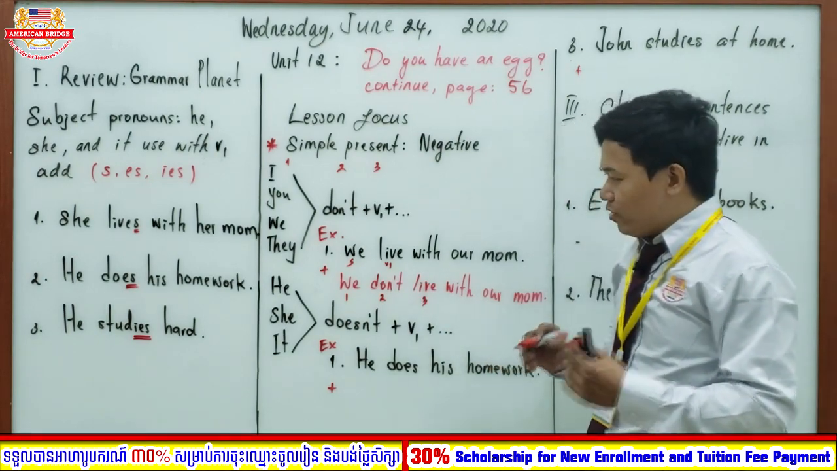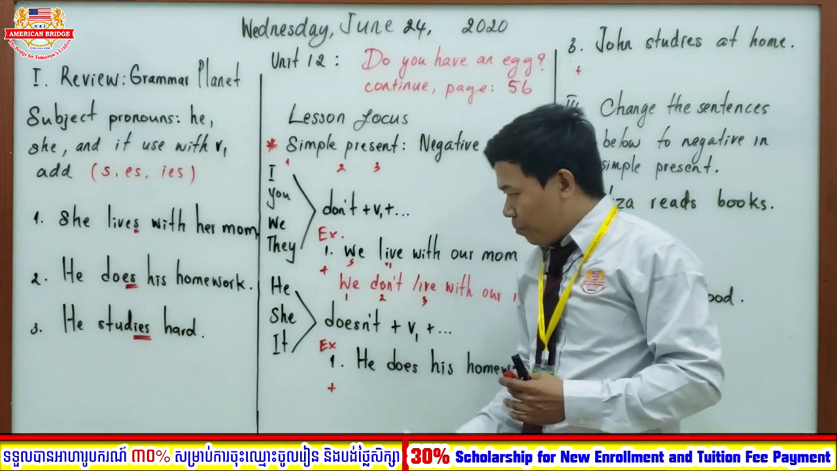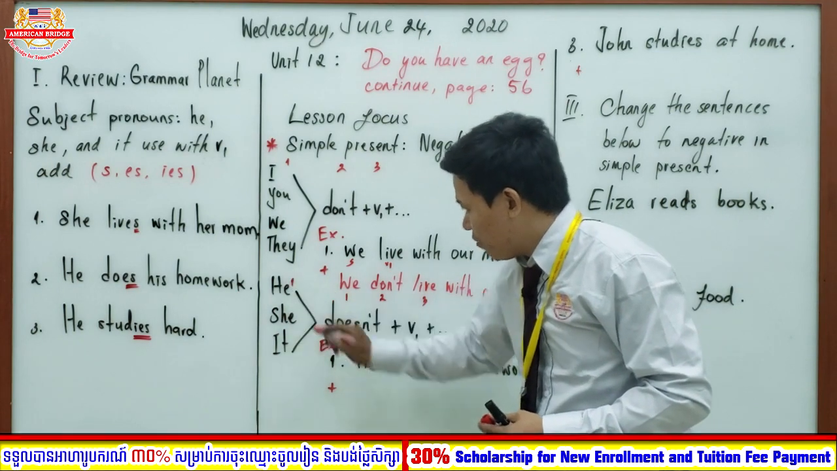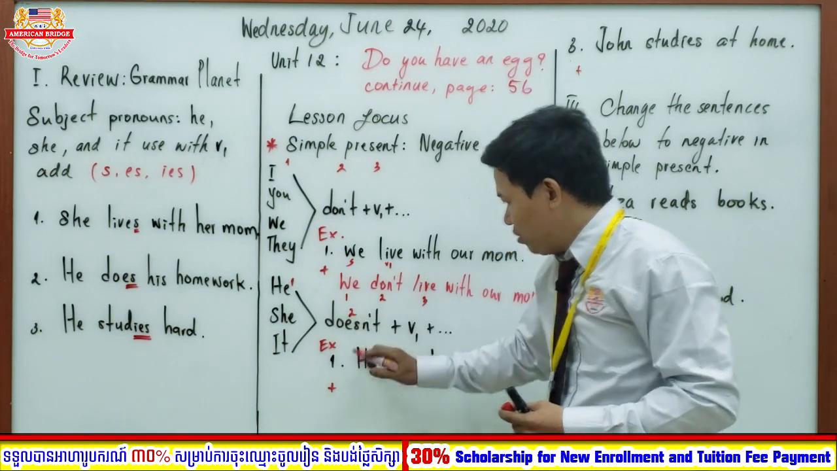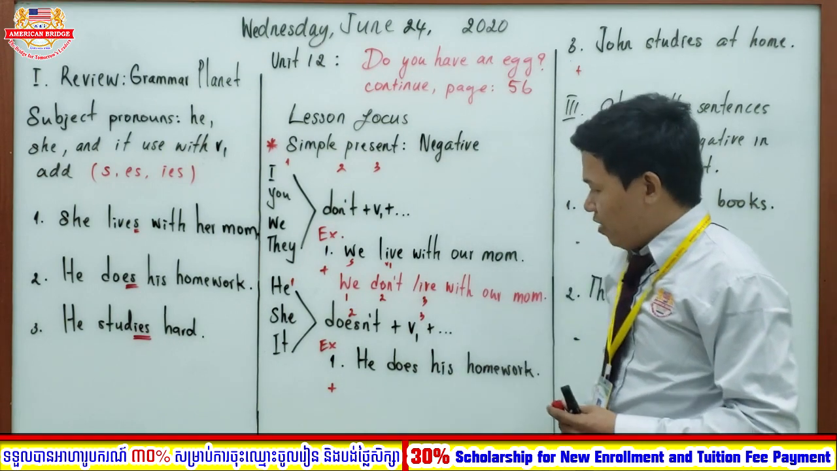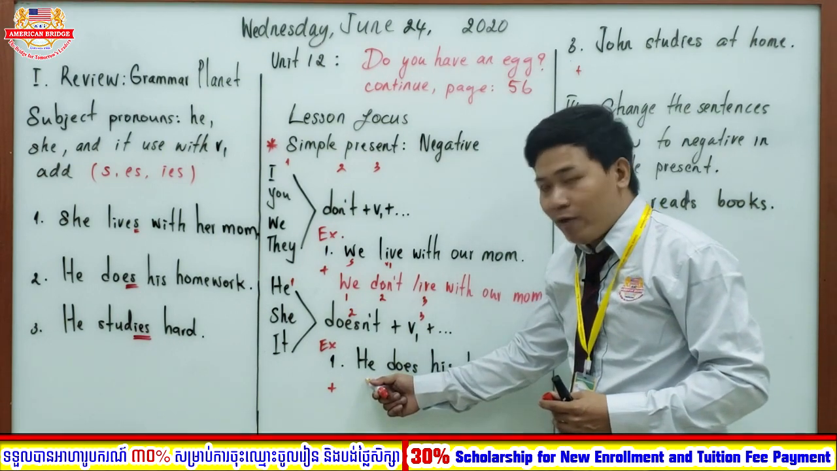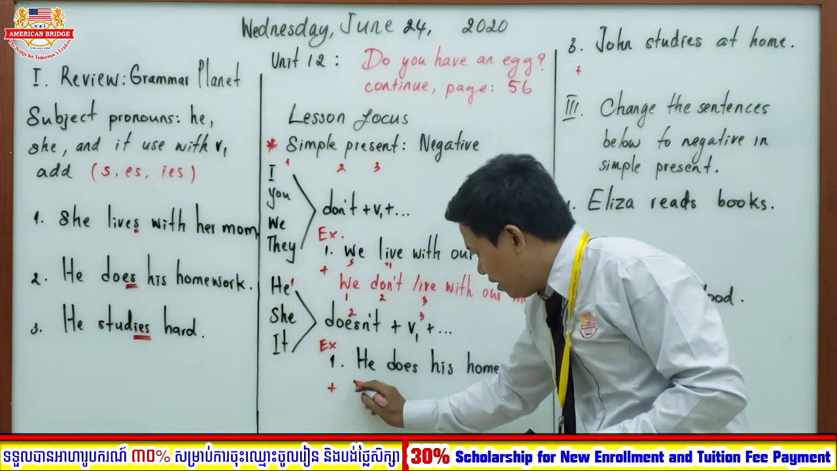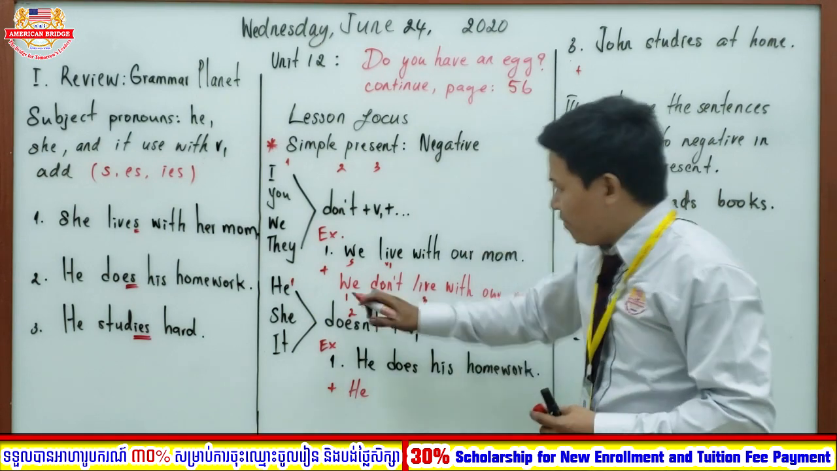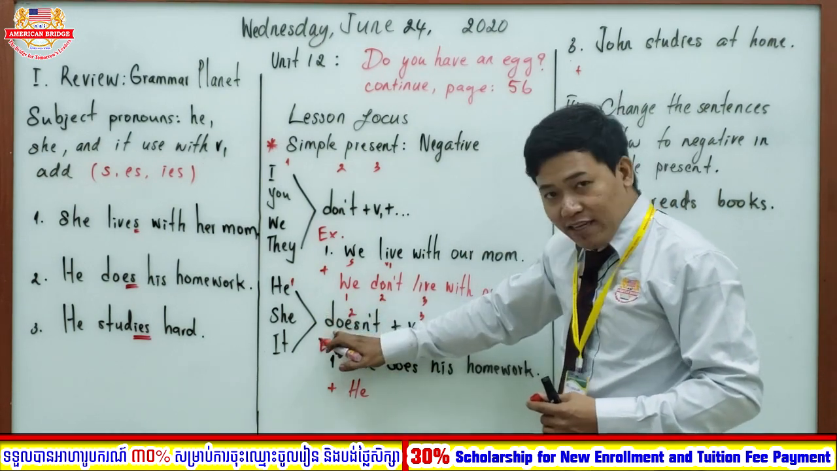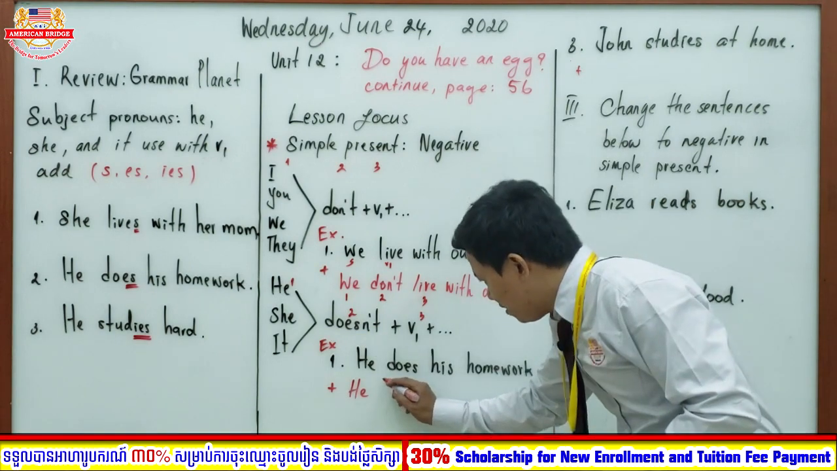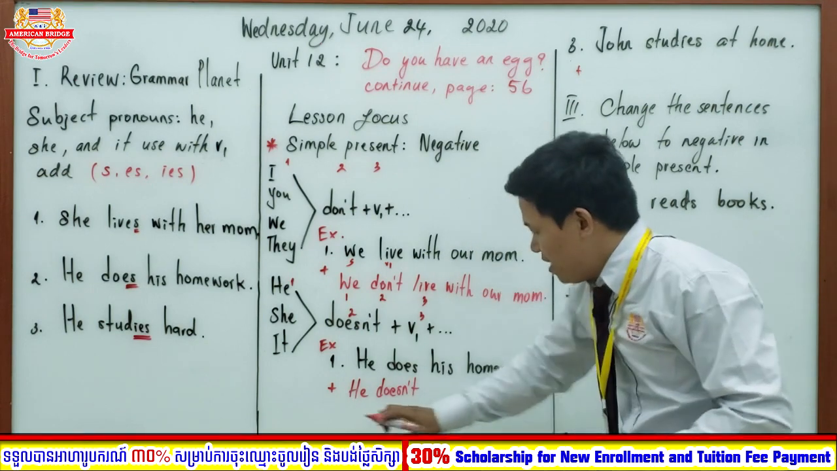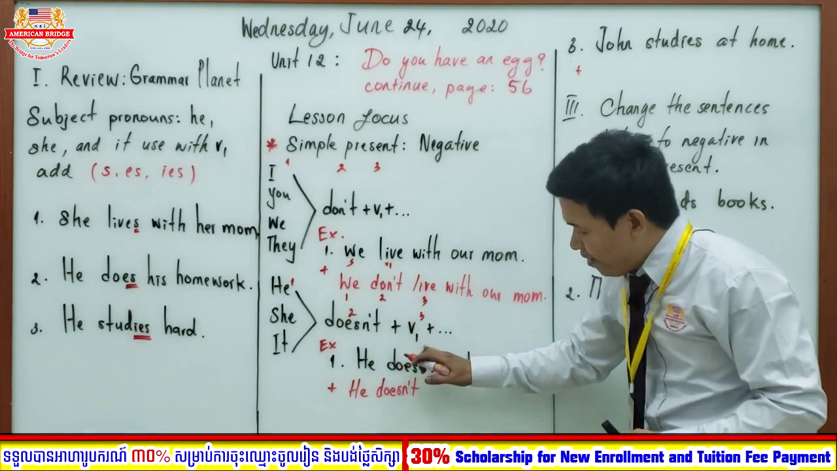Great. So now let's try the next example. We look at the form. Subject pronoun he, she, it. Number 1, doesn't. Number 2, verb 1. Now we have subject pronoun he, so find he. This is he, so we put he first. Then we need to find the second one. It is doesn't, so we write down doesn't. He doesn't. How about number 3? What is it? Verb 1, right?